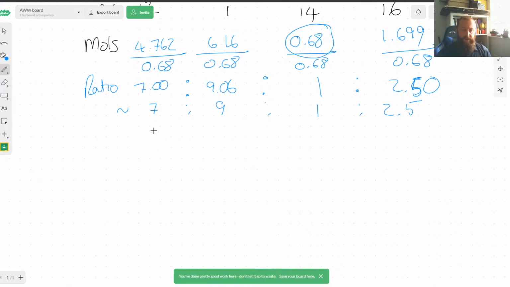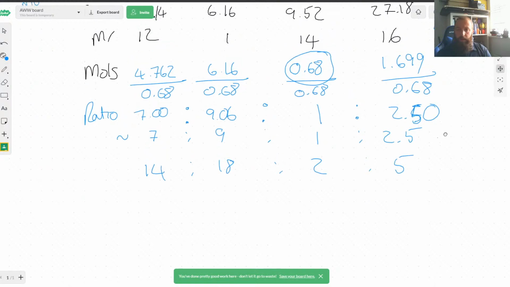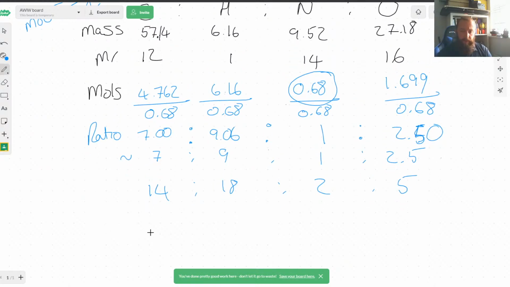Okay. So what I would do is I'm just going to double these up because I don't like the 2.5 there. So it's going to be 14 to 18 to 2 to 5. So if you're writing your steps down, I'm doubling up to eliminate that half number. So my ratio would be C14, H18, N2O5. Okay.